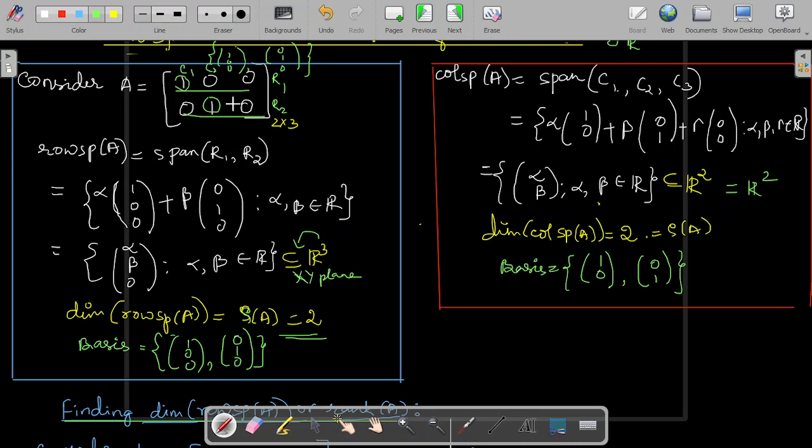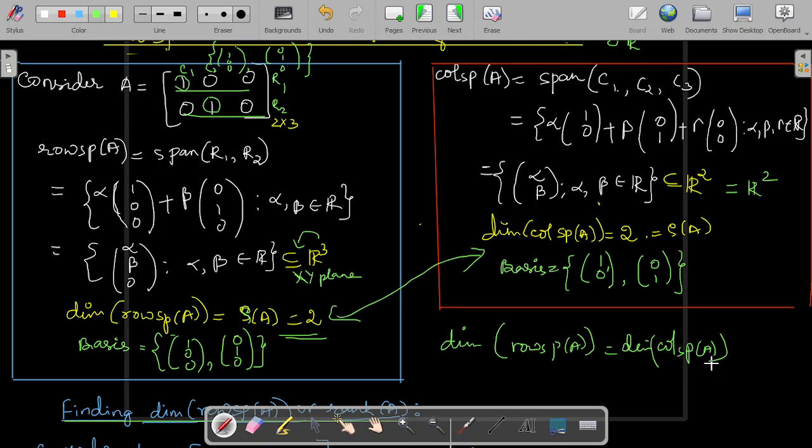So count those pivot columns, that gives you the dimension of column space of A, that is nothing but rank of the matrix. And the basis for this column space of A is nothing but those linearly independent columns 1, 0 and 0, 1. So from these two, what you can conclude is dimension of row space of A is equal to dimension of column space of A, the given matrix. This conclusion we can do from these 2 results.